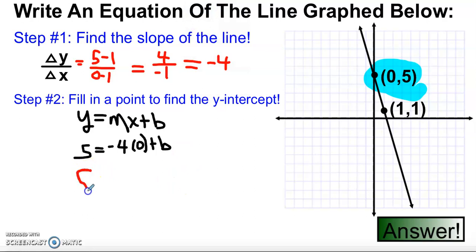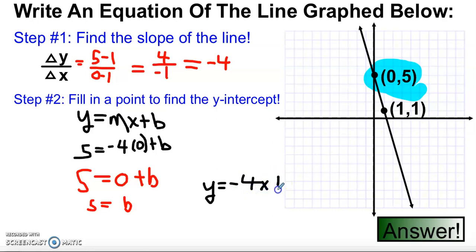So 5 is still 5. Negative 4 times 0 is 0, and then plus b. So in this case, our b here is going to be 5. And actually, the more that I've thought about this, I could have just looked at this. My b would be 5 because I've got the point 0, 5. So in this case, I didn't have to fill in a point. I could have gotten away with just looking at it, but that's okay. We can still go with this. So our equation is y equals negative 4x plus 5.